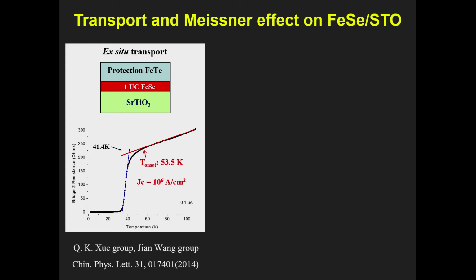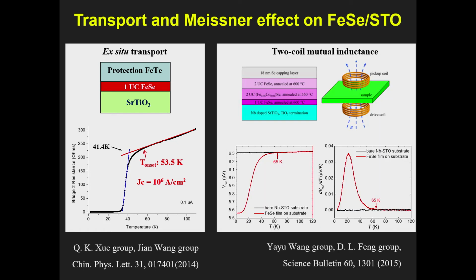So in the transport experiment, they use iron telluride, which is an insulator and can be grown epitaxially on the iron selenide film, to protect it and do the transport measurement. You can see the onset temperature of the resistive transition is about 53 Kelvin, and for zero resistance it's about 35 Kelvin, something like that. So it's definitely a superconductor, and a high temperature superconductor, although the TC is slightly lower than what the gap measurement tells us. This was done by Yayu Wang's group at PKU.